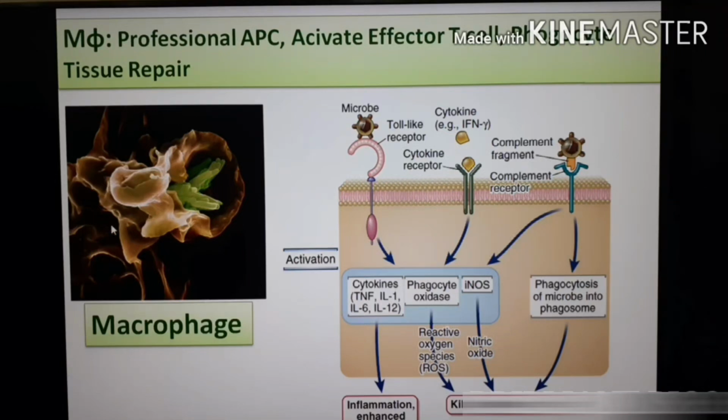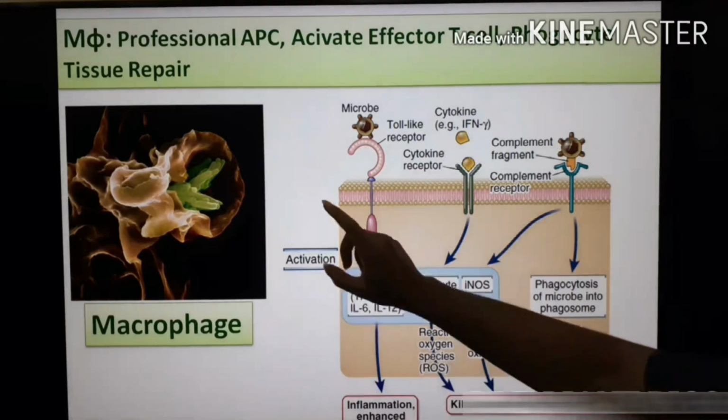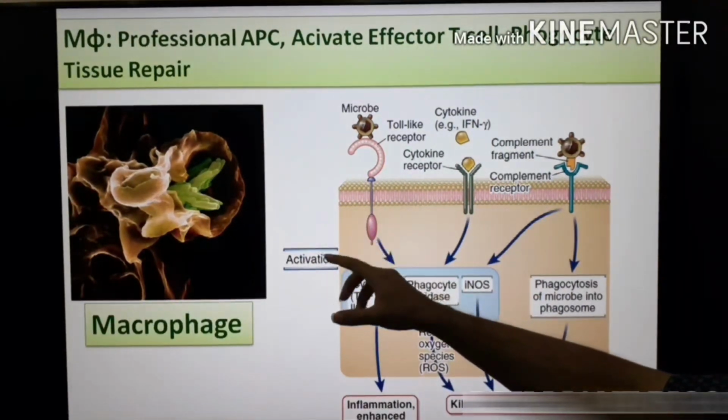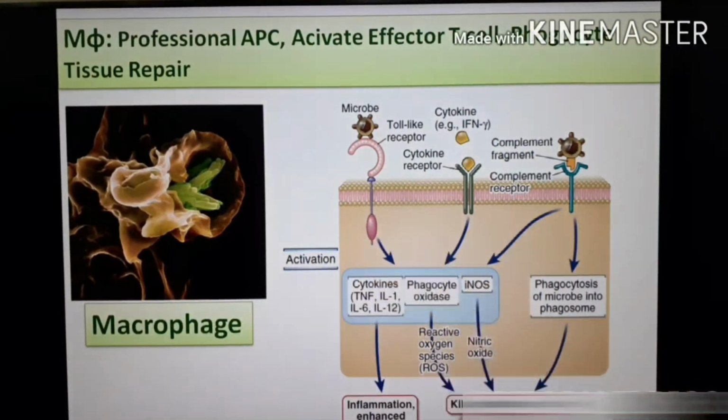This is a macrophage that is engulfing bacteria, or phagocytosing a bacterium. The major function of the macrophage is that it is a professional APC, antigen presenting cell, expressing MHC class 2 molecules, and it can activate effector T cells, not the naive T cells, but effector T cells. It can phagocytose, as shown in this picture, and a very different role can be played by a type of macrophage that does tissue repair. So there are actually two types of macrophage. One is called inflammatory and another is called patrolling.